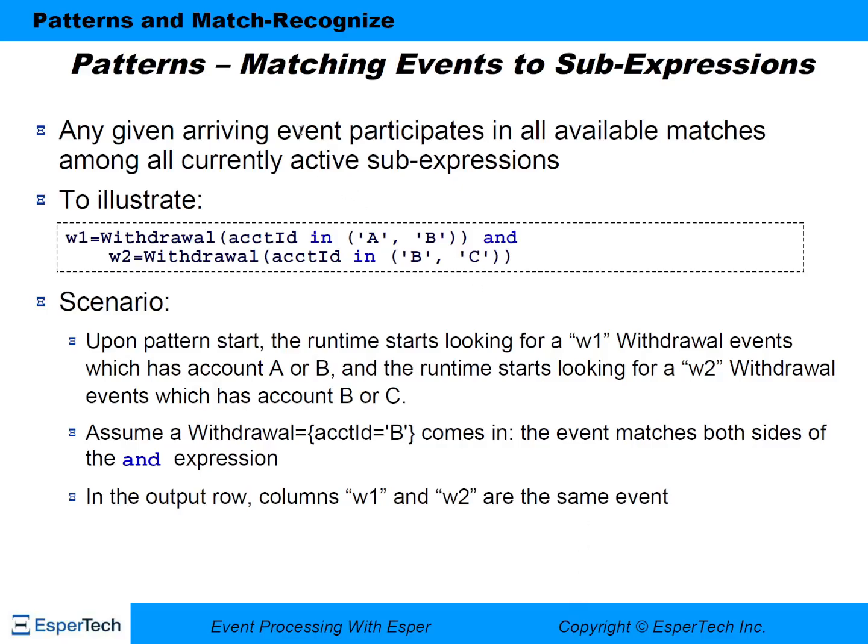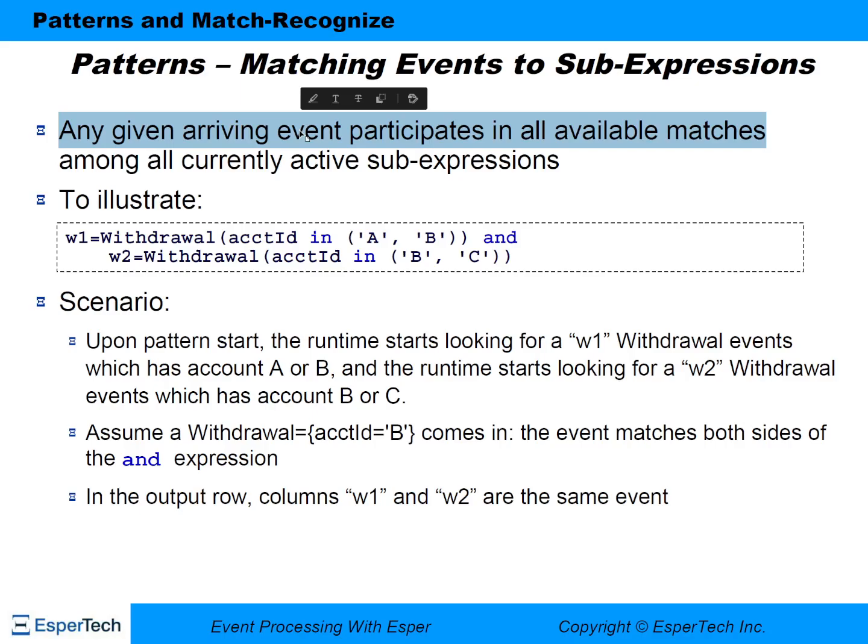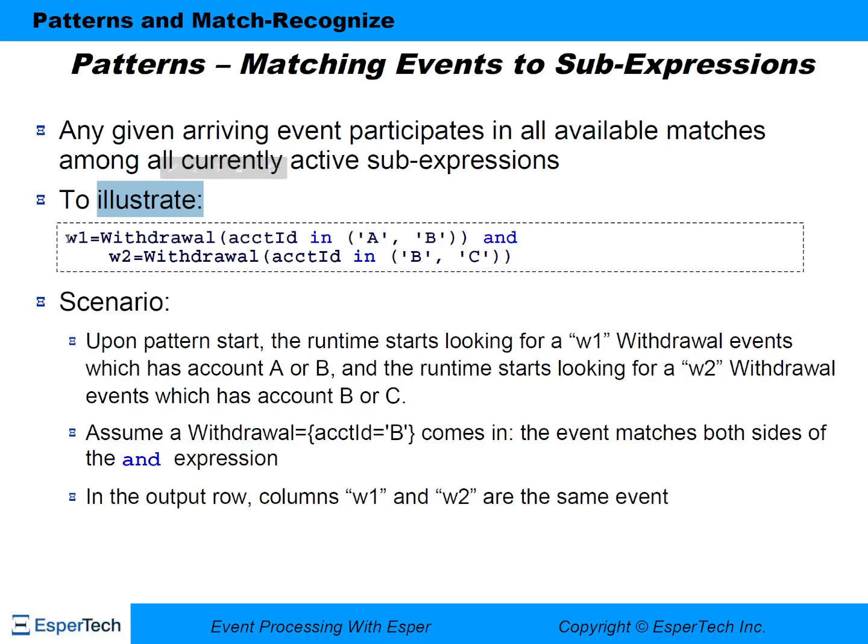Any given arriving event participates in all available matches among all currently active sub-expressions. To illustrate, consider the following example. W1 equals withdrawal with an account of A or B. And W2 equals withdrawal with an account of B or C. As you can see, a withdrawal event for account B matches both sides of the AND.